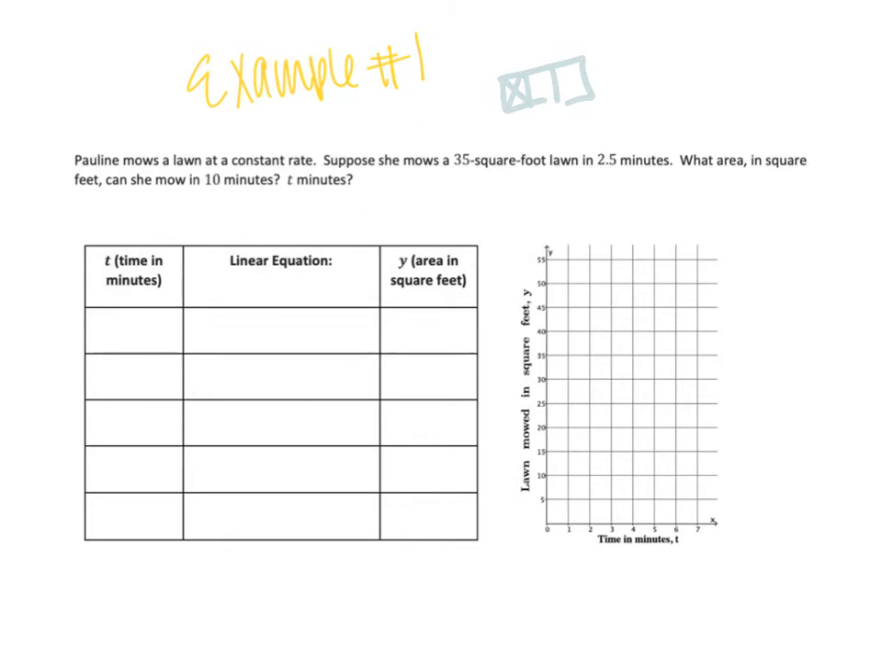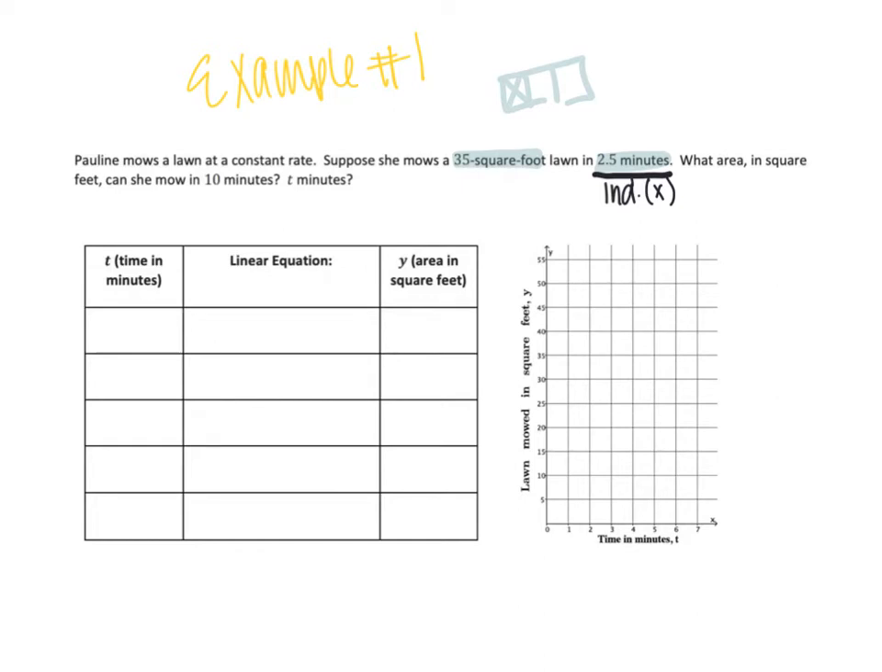It says Pauline mows a lawn at a constant rate. Suppose she mows a 35 square foot lawn in 2.5 minutes. So these are the numbers that I'm going to be using for my rate. Real quick, I just want to identify which one's independent and which one's the dependent variable. I know time is always independent. So this minutes, this is my x variable, okay?